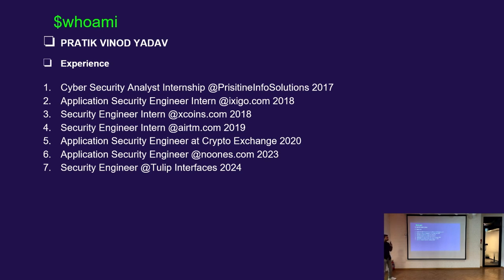First, I started with Pristine Info Solutions in 2017 as an intern, and then I joined Xigo.com, the leading travel marketplace in India, where I worked as an intern in application security. Then I worked for xcoins.com in 2018. They are based in Mexico, and they are also in the crypto marketplace. And then I worked for Atrium.com, a peer-to-peer crypto marketplace in Mexico.